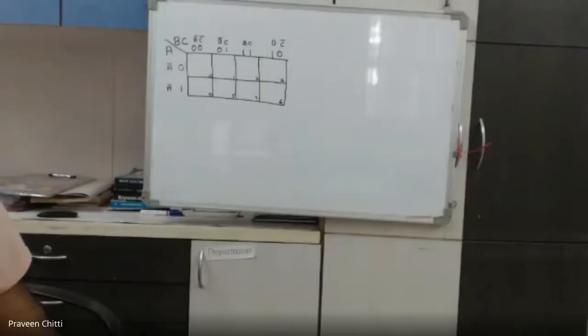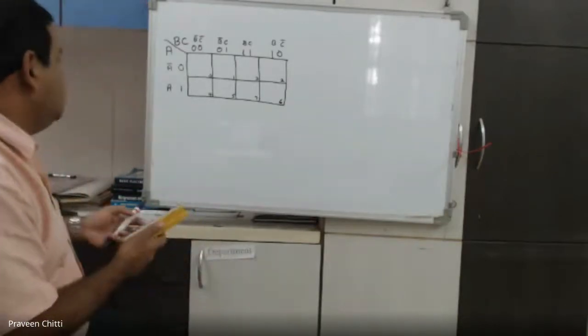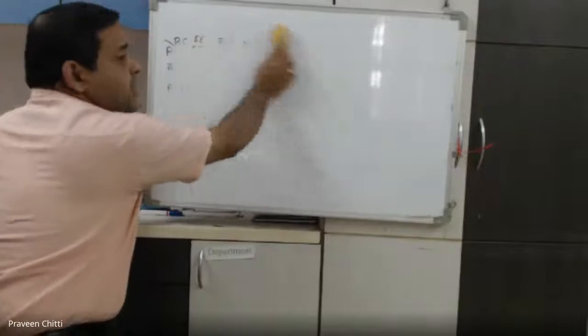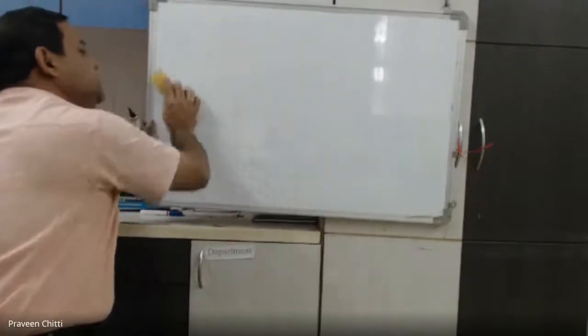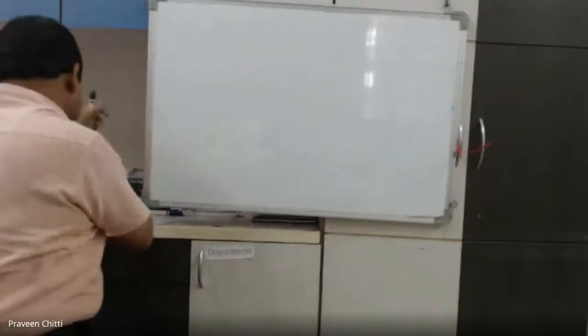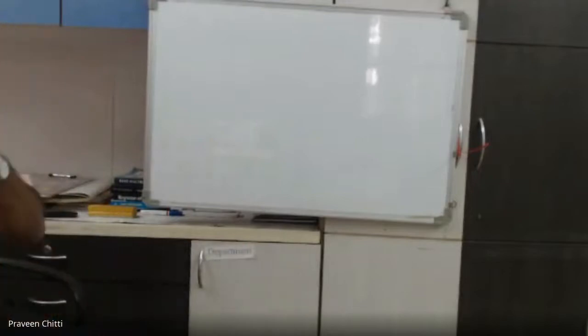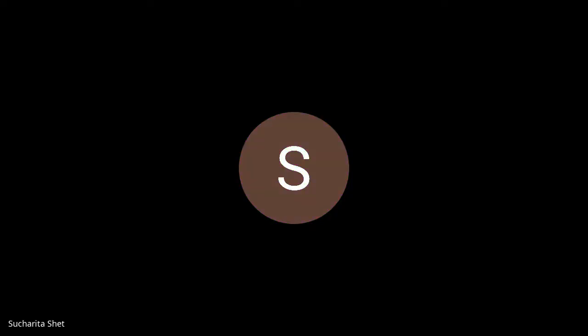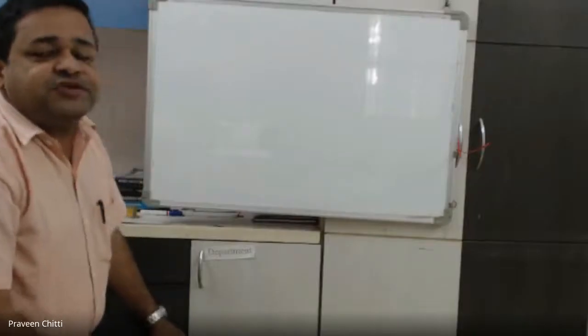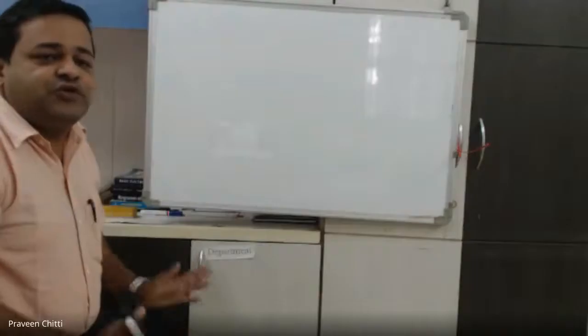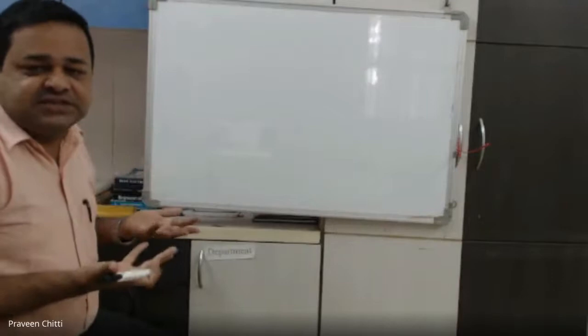Yes, sir. Good. Okay, so we'll move to the four variable then, right? So how do we construct a four variable K-map? Now, when we say four variable, how many input combinations are possible with four variables? 16. So your K-map should have how many cells? 16 cells. Now, how do we arrange these 16 cells?